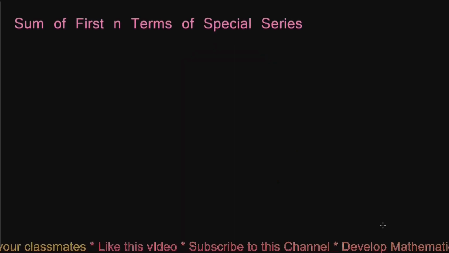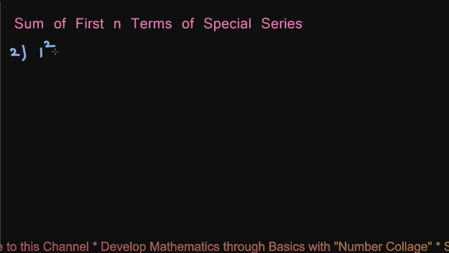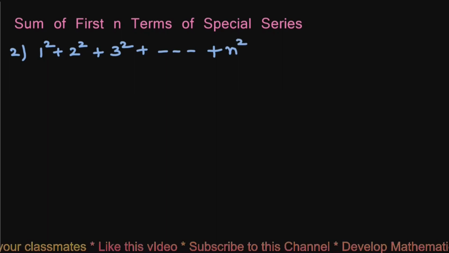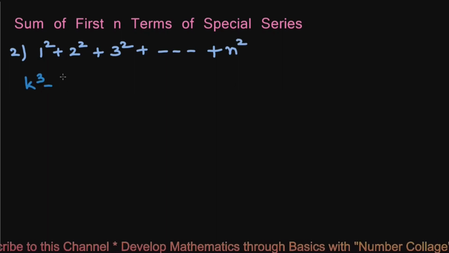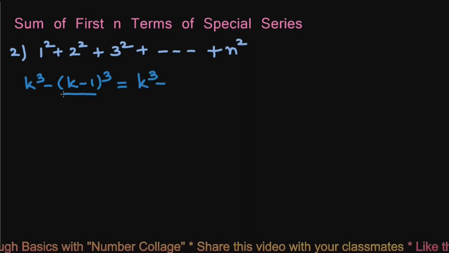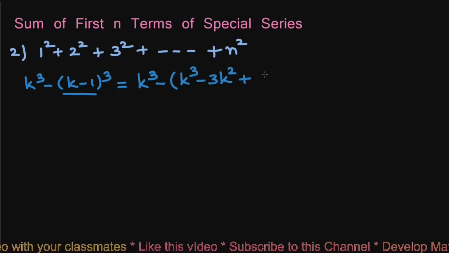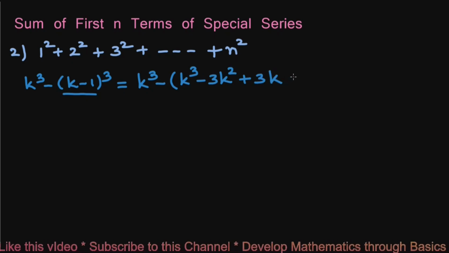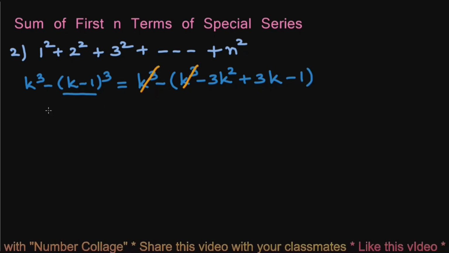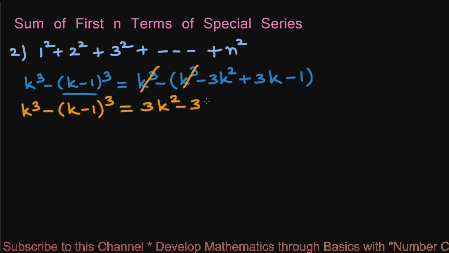Next, we will find the sum of squares of the first n natural numbers, that is number 2, 1 square plus 2 square plus 3 squared plus so and so forth plus n squared. For this, we will consider k cube minus k minus 1 whole cube. This will be k cube minus, expanding k minus 1 whole cube, we write k cube minus 3k square into 1 plus 3k into 1 square, minus 1 cube. K cube cancels with this k cube and we get k cube minus k minus 1 whole cube equals 3k square minus 3k plus 1.